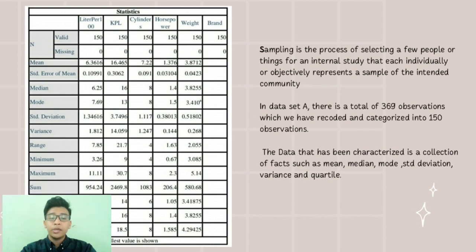The dataset has been characterized in a collection of facts such as mean, median, mode, standard deviation, variance and quartile. As we can see on the table above, there are liter per 100, kpl, cylinders, horsepower, weight, and brand. Each of these has its own mean, standard deviation, median, mode, variance, range, the minimum, maximum, their summary, and their quartile, ranging from quartile 1 to quartile 3.